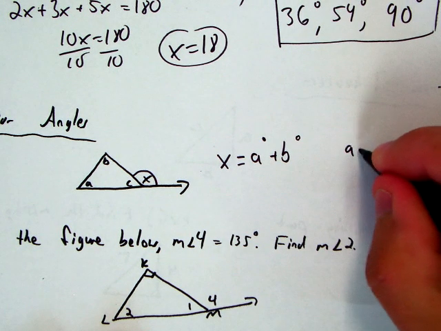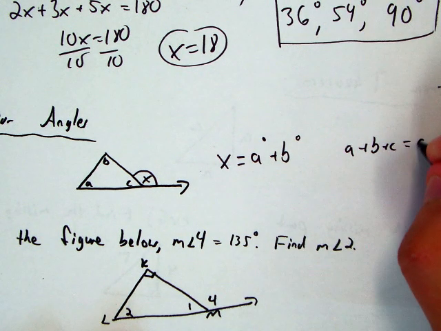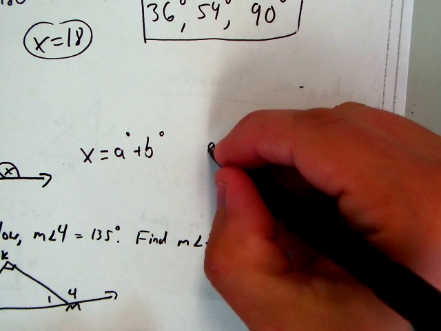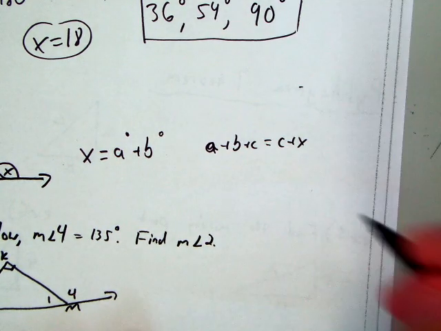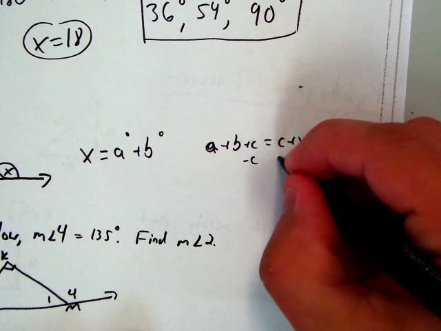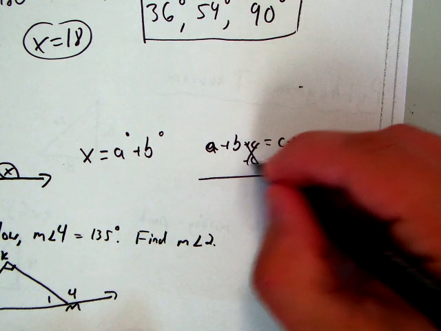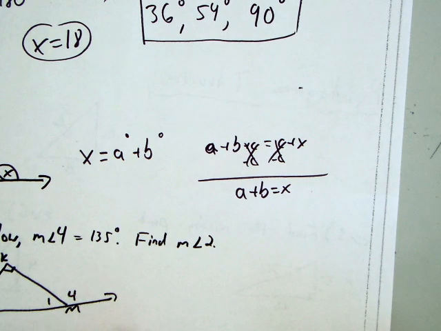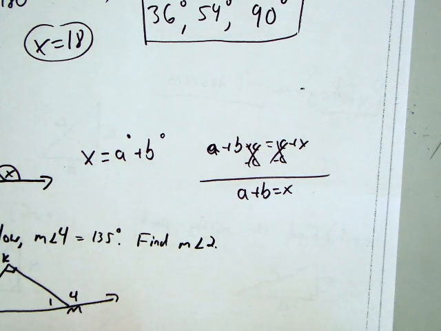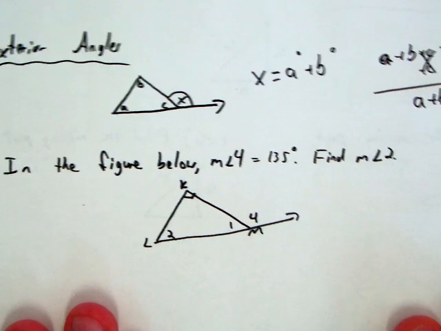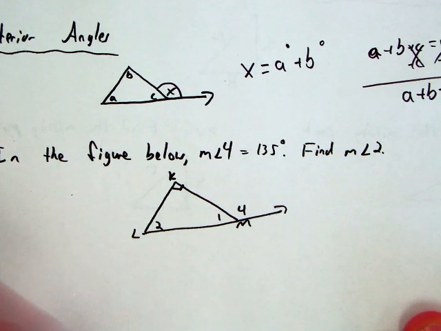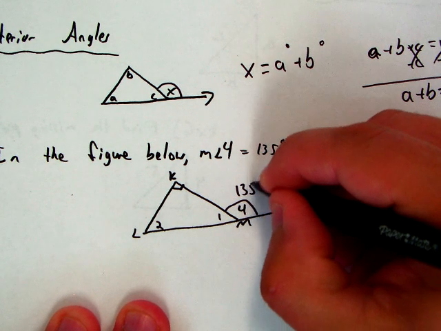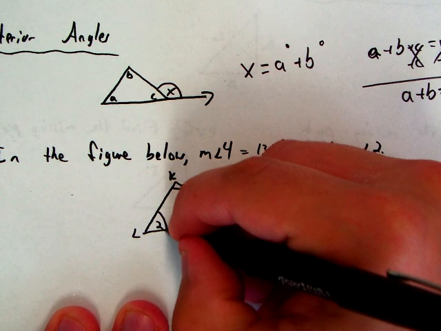So I'd have a plus b plus c is equal to c plus x. Because they both equal 180 degrees, that means they are equal to each other. If I subtract c from both sides, it cancels out here and here, so I'm left with just a plus b equals x. So let's use this information in example 3. It says, in the figure below, angle 4, that's this one right here, is 135 degrees. Find angle 2.